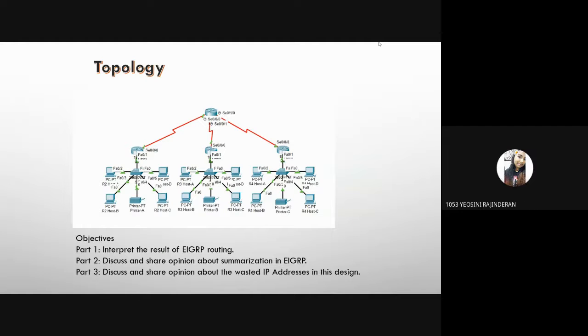This is our problem-based task topology design, and now we are going to see the objectives of this problem-based task. Part 1 is interpret the result of EIGRP routing, and part 2 is discuss and share opinion about summarization in EIGRP. The last objective, which is part 3, is discuss and share opinion about the wasted IP addresses in the design.